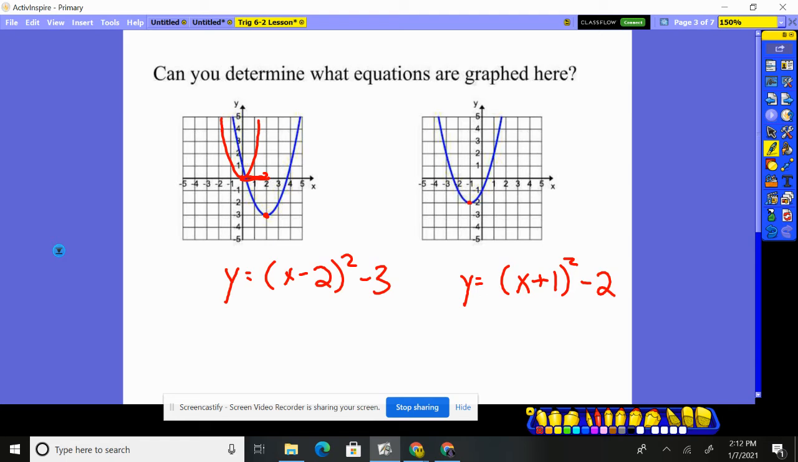And as we go through the homework problems, there's a video explaining each one of them. So that's basically what happens. What's inside makes movement left and right. It is always the opposite of what you would think. When you add, you're moving left. When you subtract, you're moving right.